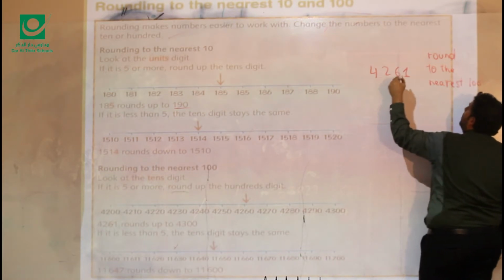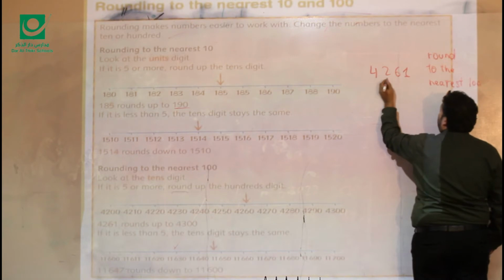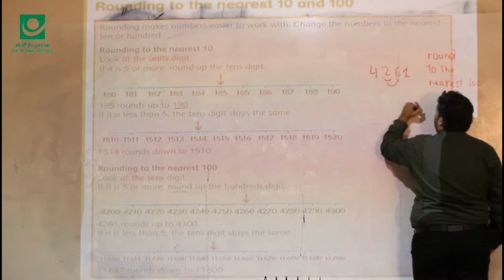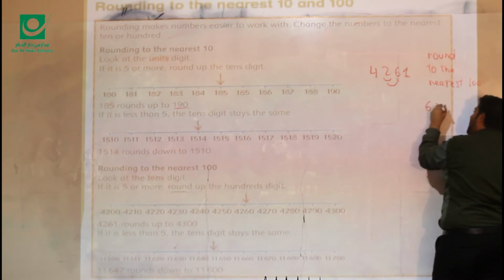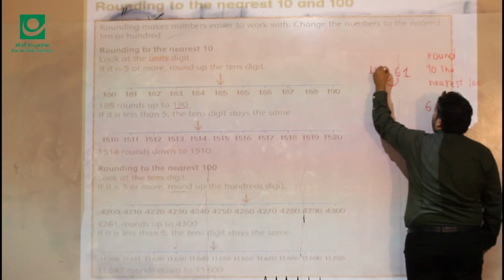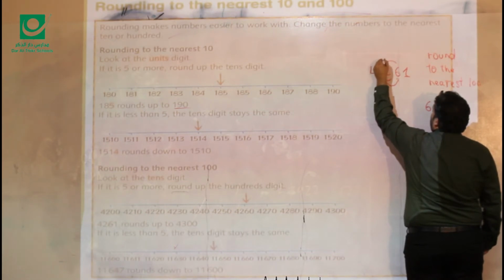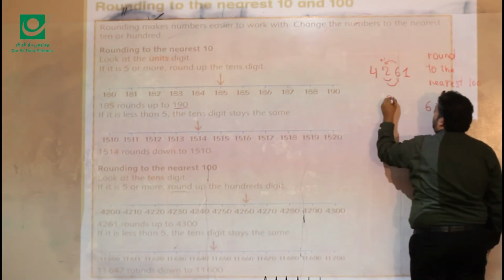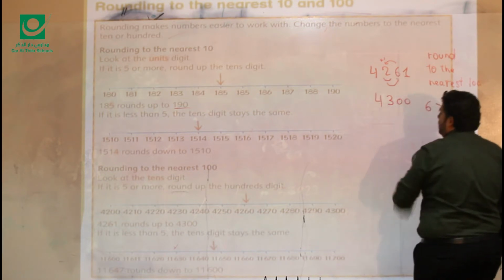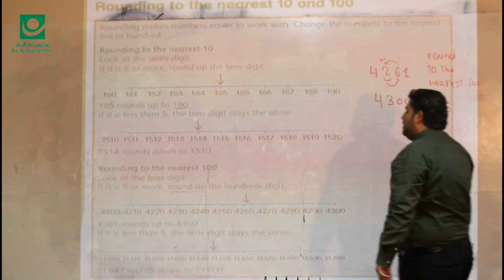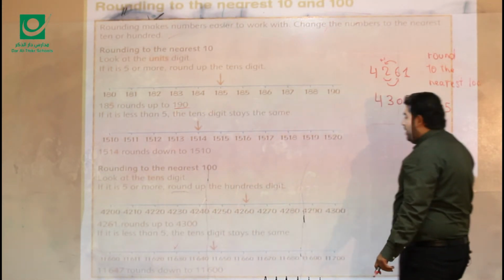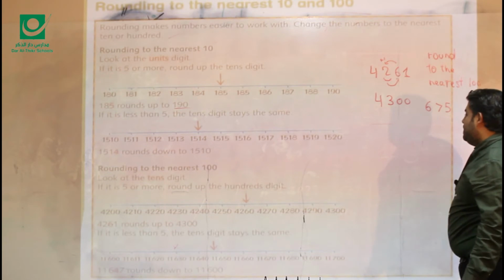Where is the 100? I have to find it. Unit, tens, hundreds. Here is the 100. I'm looking at the number before. 6 is greater than 5, it means I have to add 1 to the 100. Adding 1, 2 plus 1, 3. And turn everything to 0. So the answer is 4,300.